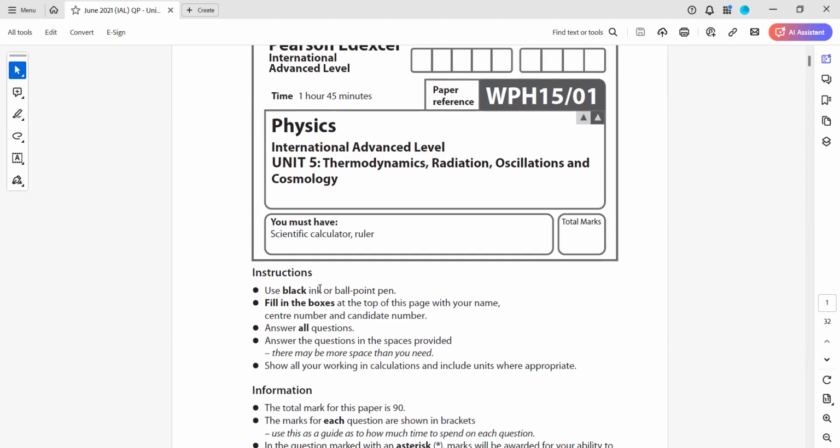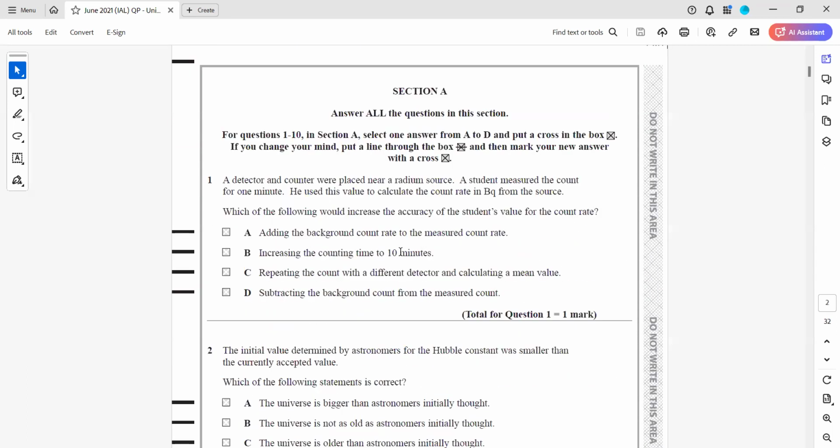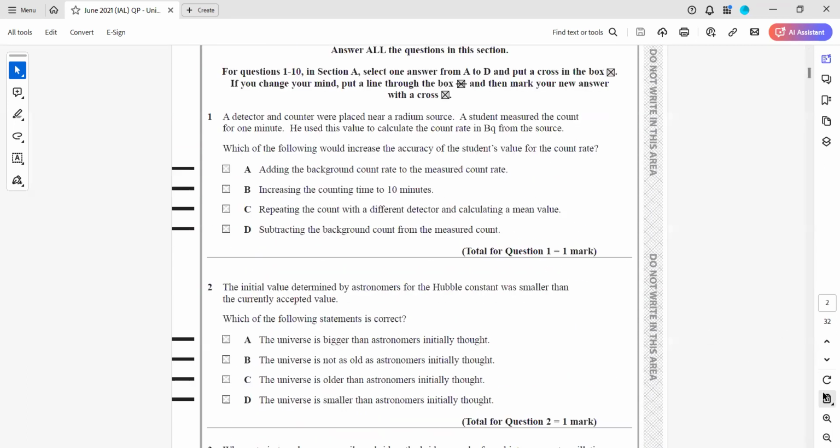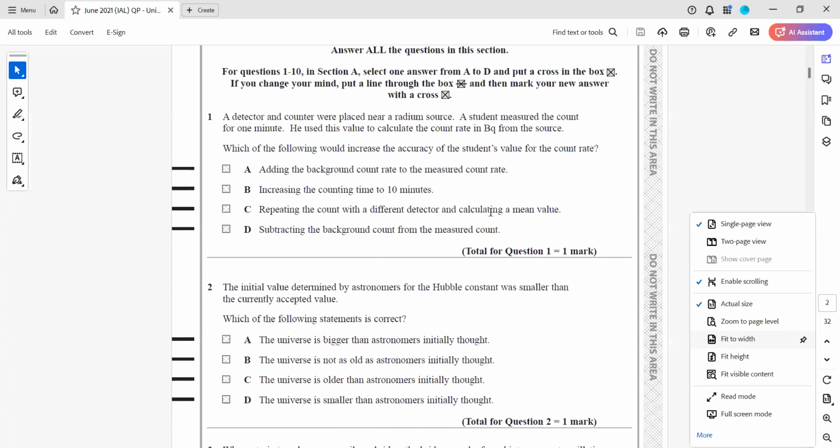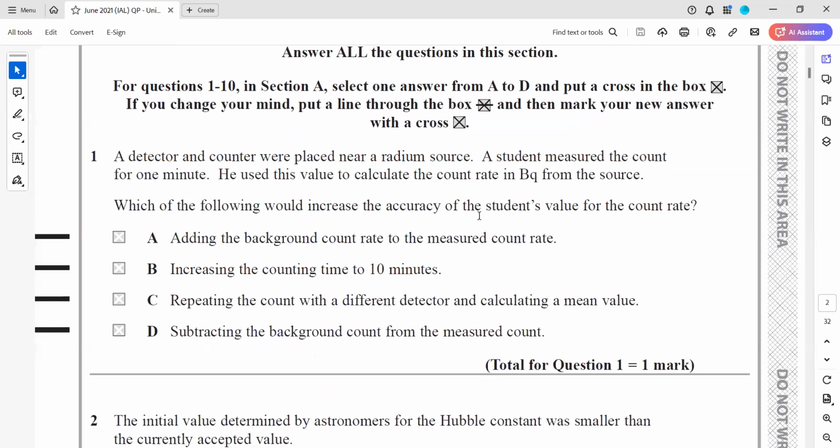So June 2021 MCQs. A detector and a counter was placed near a radium source and the student measured the count for 1 minute. Which of the following would increase the accuracy of the student's count rate?